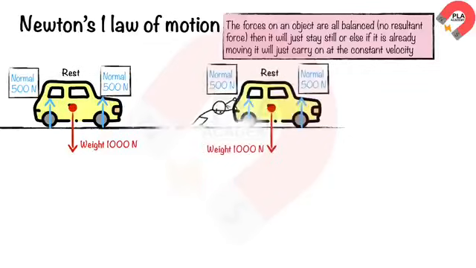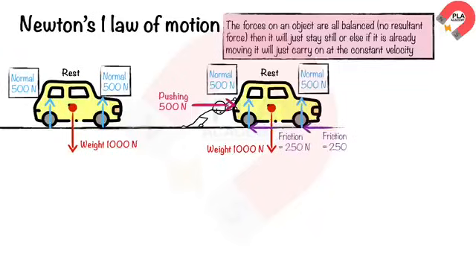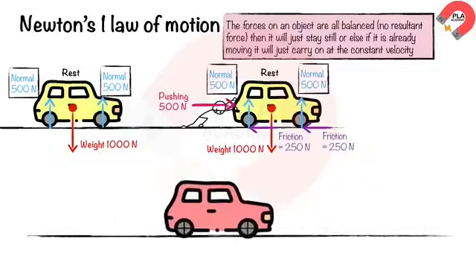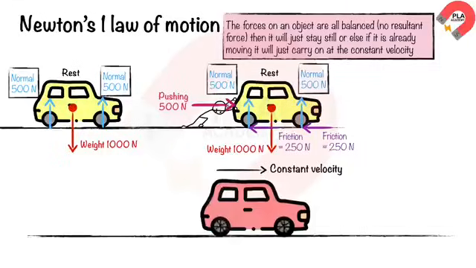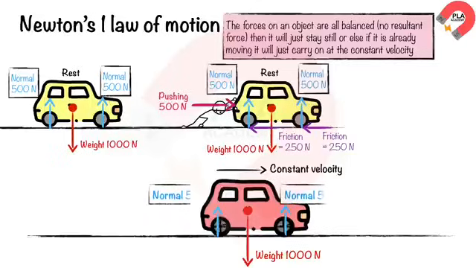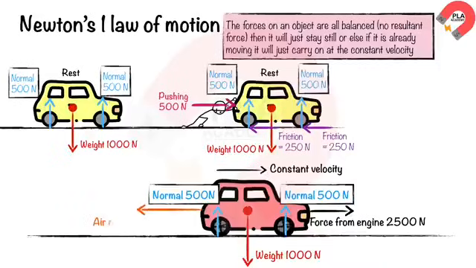When you push a car with a force of 500 newtons to the right, and the car stays still, this causes the total friction between the tires and the road's surface to act to the left, 500 newtons, balancing the pushing force. When a car is moving with constant velocity, the forces on it must be balanced. So, the car's weight acts downward to equal the total normal forces acting upward. The force from the engine, 2,500 newtons, acting forward is balanced with the air resistance, 2,500 newtons, acting backward.